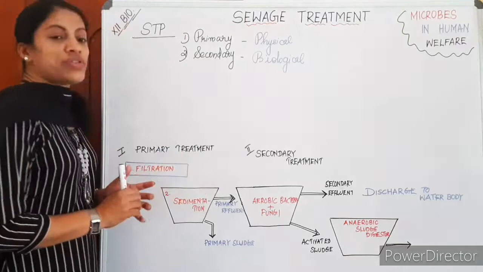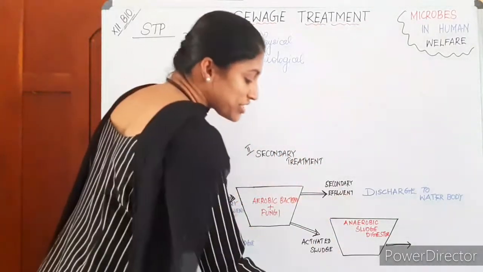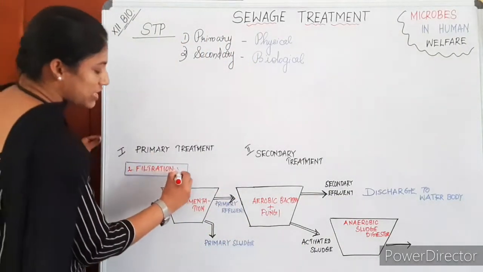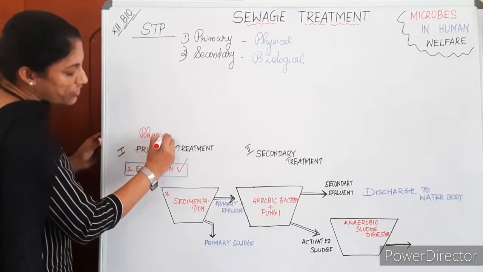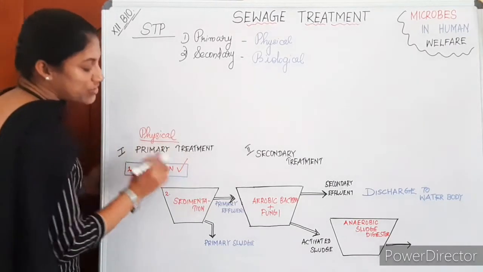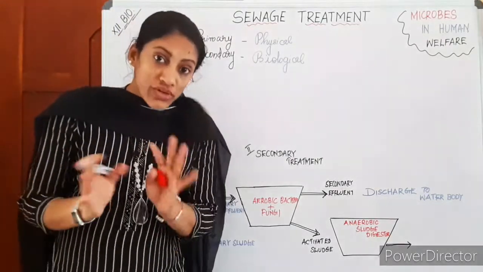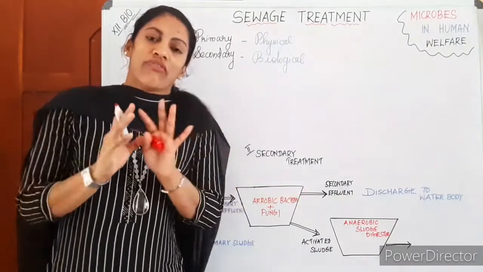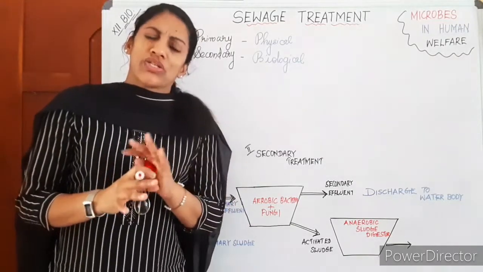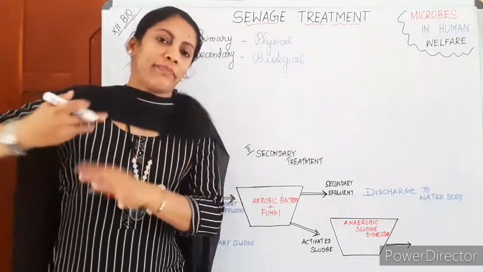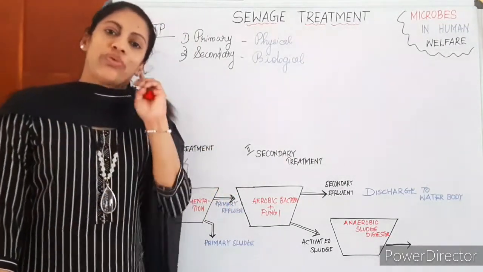In the primary treatment, which is a physical process, the wastewater is first allowed to undergo filtration. Sequential, repeated filtration is done. At the time of filtration, all the floating debris, like cotton, pieces of paper, clothes and such waste, can be removed. So the sequential filtration will remove all the floating waste.